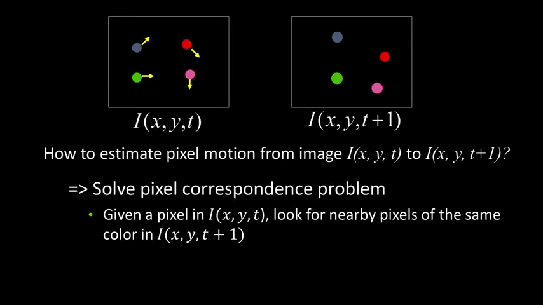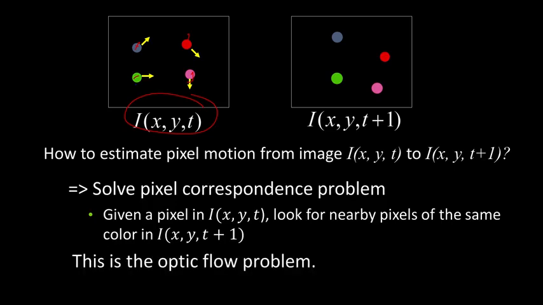It's kind of sort of related, but it's somewhat different here because the pixels can move however they want. Given some pixel in I(x, y, t), look for nearby pixels of the same color in (x, y, t+1). Solving this problem is what's referred to as the optic flow problem, or optical flow problem.